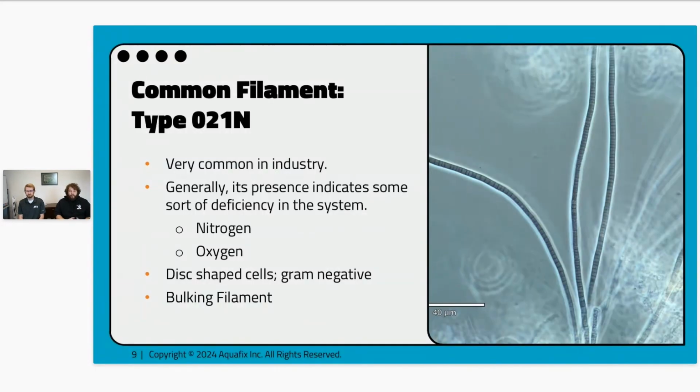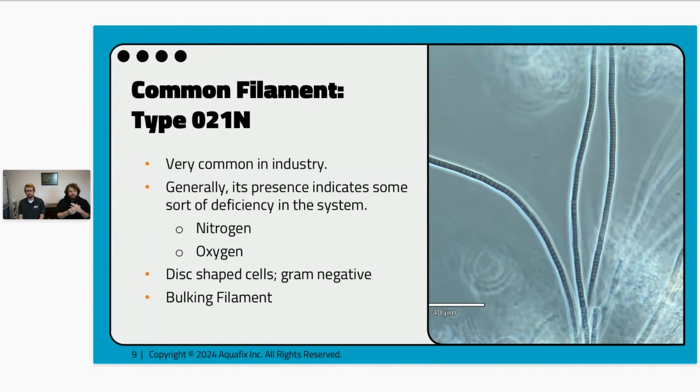A very common filament that we see that's problematic in systems, especially industry systems, is type 021N. This is an example of a very close-up phase contrast image where we can see the cell shape within this filament, and that's enough to identify a filament like this, just based on its size, its cell shape, and how it acts. Generally, we're looking for a gram negative filament. If we did a gram stain, this filament would show up as red and disc-shaped cells.